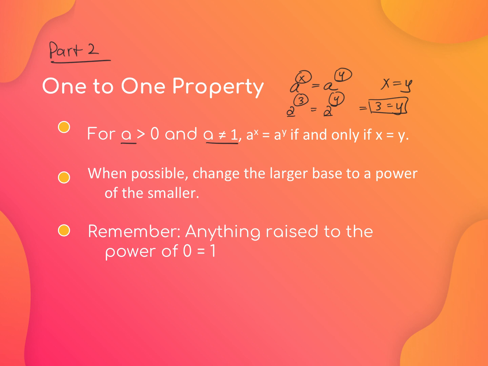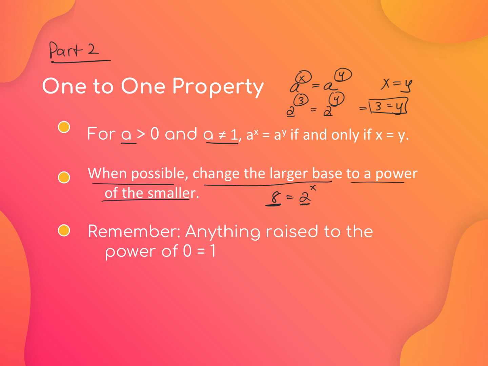Now, you're not always given the same base, right? So sometimes you might have to change the larger base to a power of the smaller one. Let me give you an example of what that would look like. Let's say I have a problem like 8 equals 2 to the x power. Well, my bases aren't the same, so I can't use this one-to-one strategy I just learned about. But what if I can take this larger number and turn it into some base of 2, right?